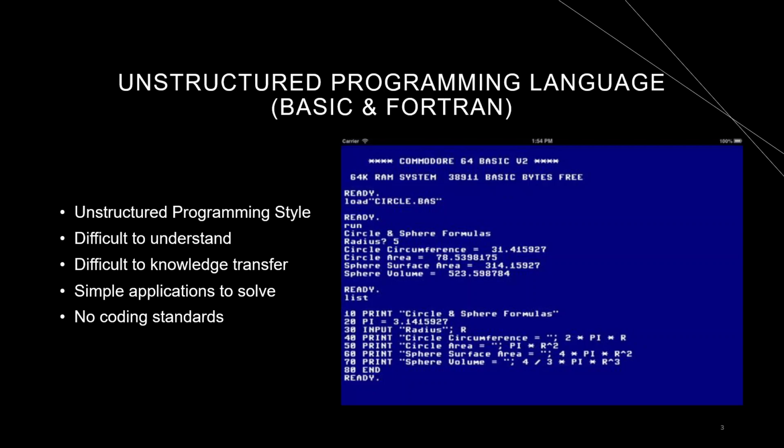It was very difficult to understand. On the screen, towards the blue side, is the actual code which was written in BASIC. As you can see, it was so difficult that more complex problems could not be solved. Only simple calculations like circumference, area, or perimeter could be done, and there were no coding standards. The control used to go up and down, and there was no specific way to write or execute it.